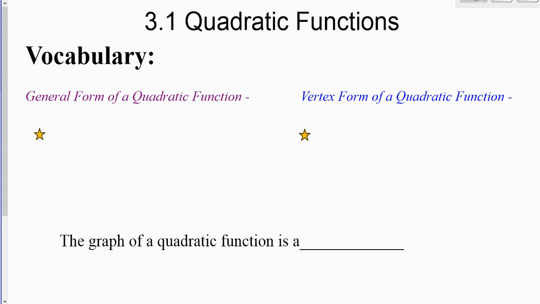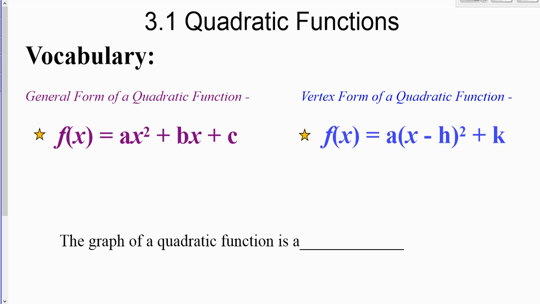All right, athletes, here's 3.1 quadratic functions. So, some vocabulary on quadratics. We have two different forms of quadratic. One is our general form, where it's ax squared plus bx plus c. The second type is our vertex form, where you can identify your vertex to be h and k, where (h, k) is our vertex.